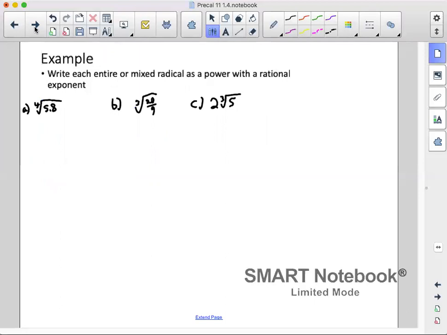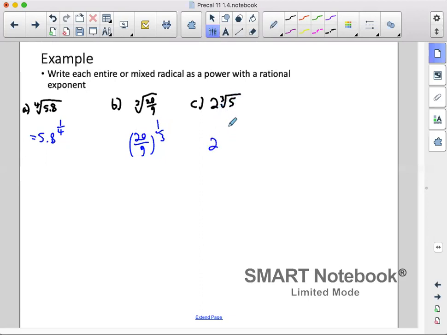Next example, write each entire or mixed radical as a power with a rational exponent. So we've got the 4th root of 5.8. We want to change this into a number with an exponent. So we have 5.8 to the power of 1 over 4, because when we have a value here, we just put 1 up top and divide by 4. Next, we have a cube root of 20 over 9, so that would be 20 over 9 to the power of 1/3.